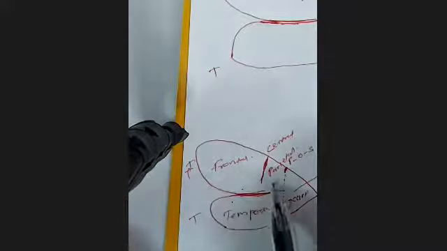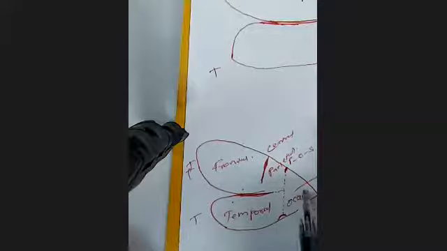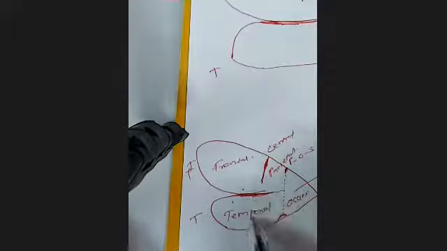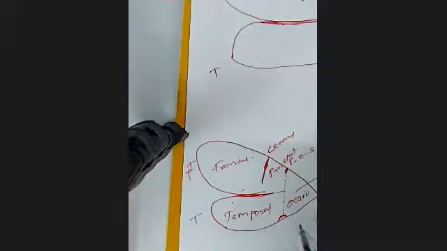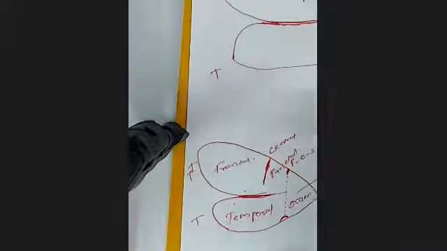So there are four lobes: frontal, temporal, parietal, occipital. Ahead of the central sulcus is the frontal lobe. Behind the central sulcus is parietal. Behind the imaginary line is occipital. And below the lateral sulcus is temporal.